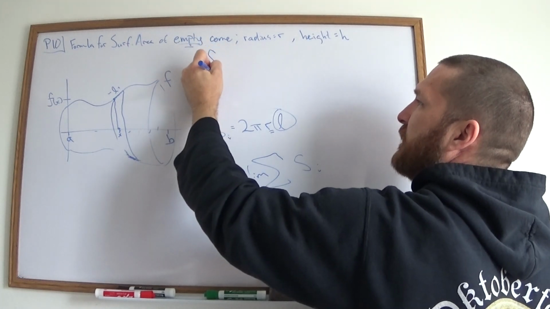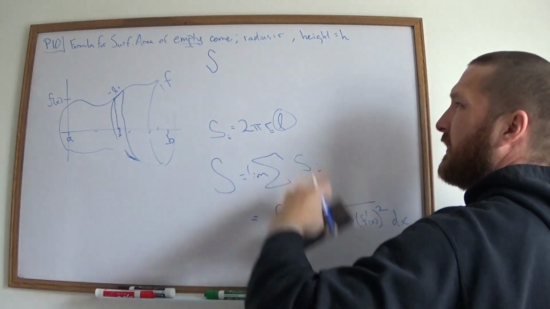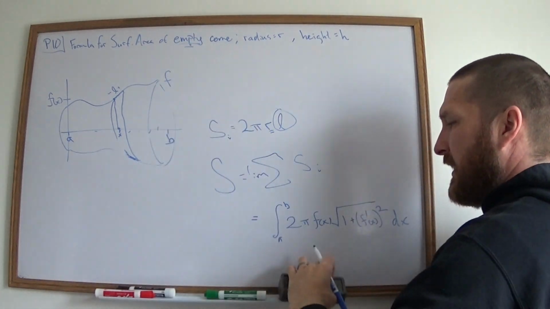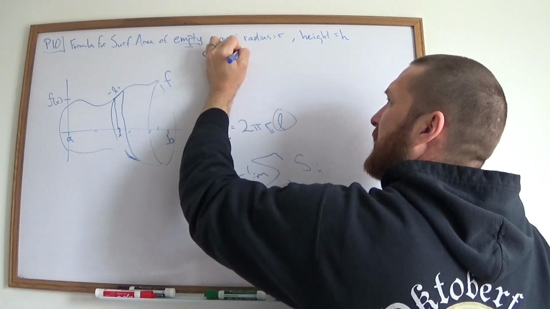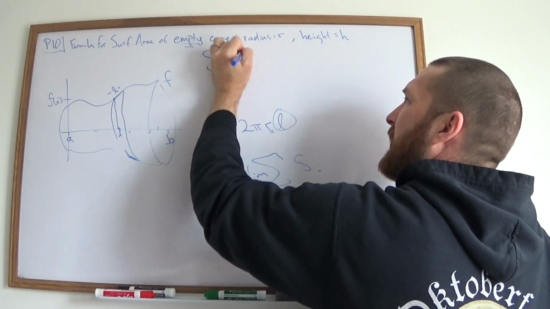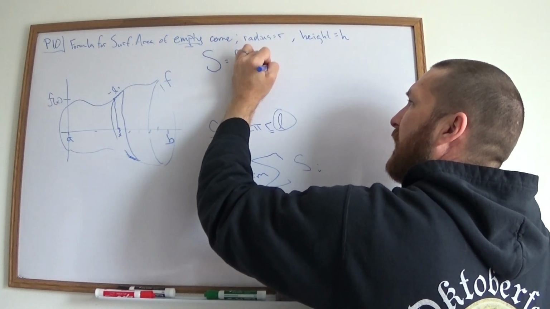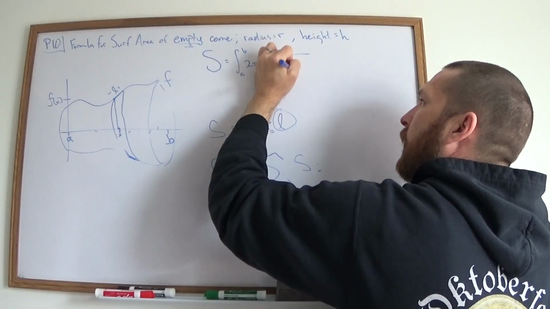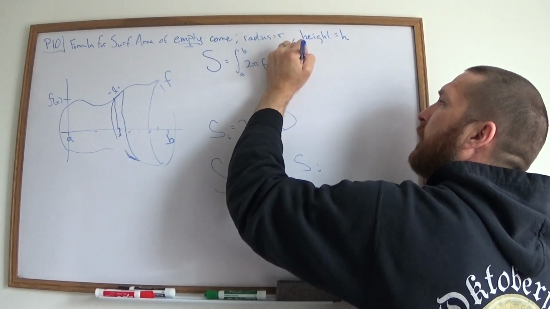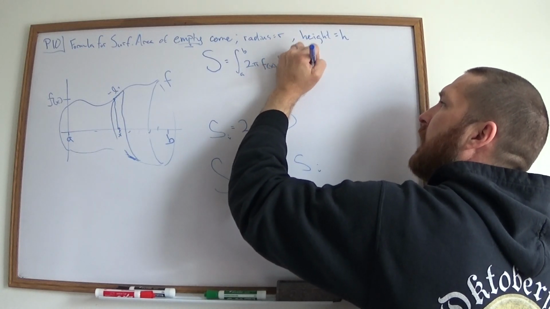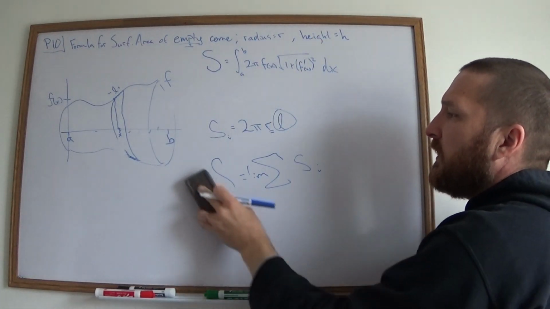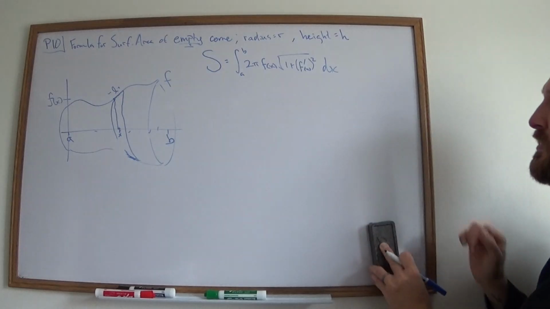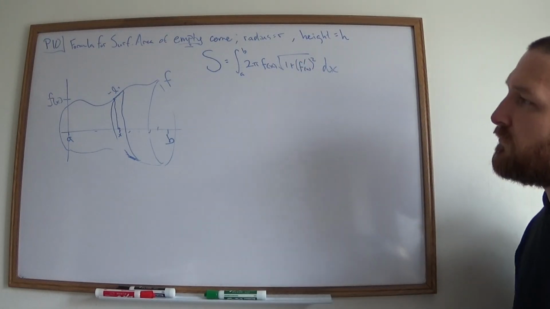So that's what we're looking for. We want the surface area. I was in the middle of drawing a big S and I was thinking an integral at the same time. So the surface area is given by the integral from A to B of 2 pi f of x, times the square root of 1 plus f prime squared dx. That's what we're going to be working with. The only thing we need to figure out now is really what's f.